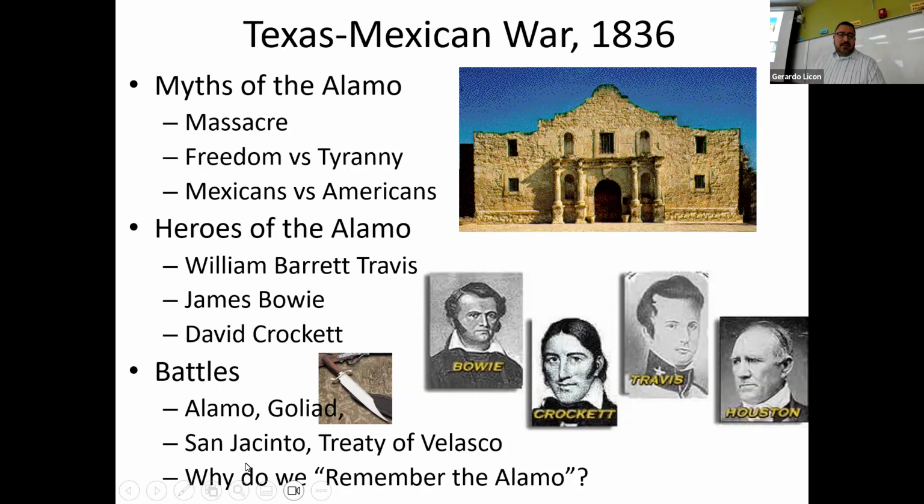Then we get to the Battle of San Jacinto. This is actually the most important battle of this war, not the Alamo. The Battle of San Jacinto is more important. Why? Because this is the battle that the Texans won and the battle that ended the war and gave them their independence. How did that happen?